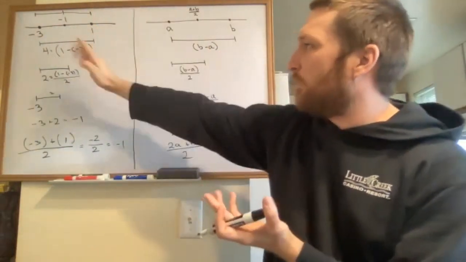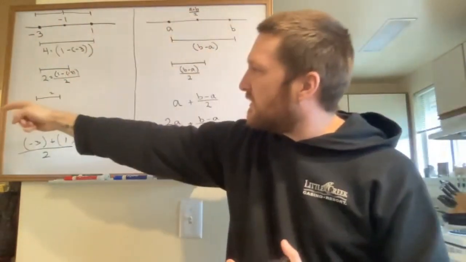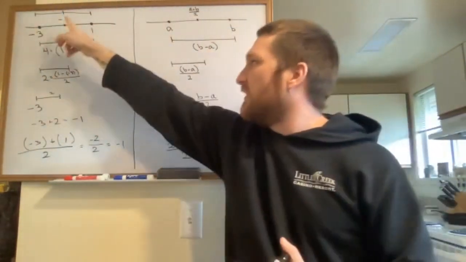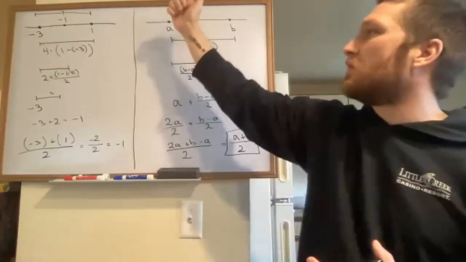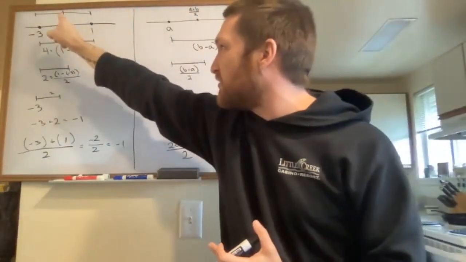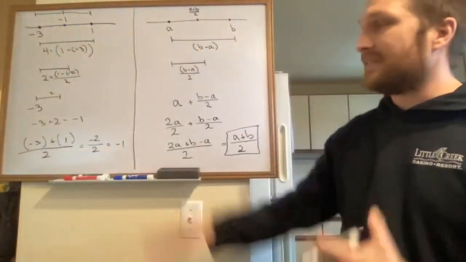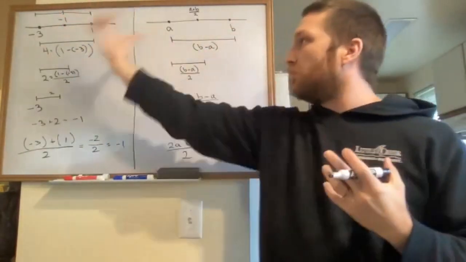If you're at a point and you go 2 units to the left and map it out, and you come back and go 2 units to the right and map it out, guess what? That guy is smack in the center. It's the average of those 2 points that you have.